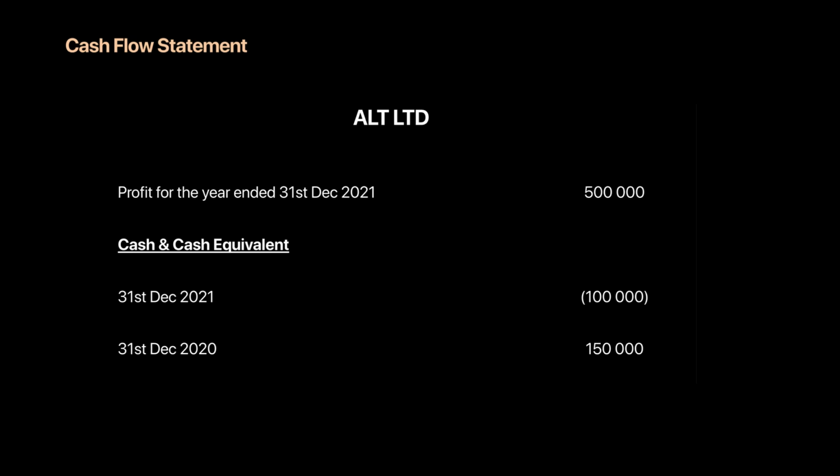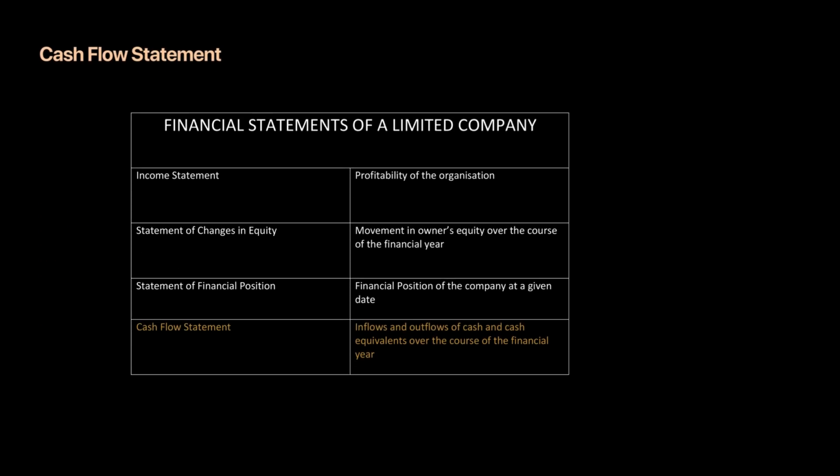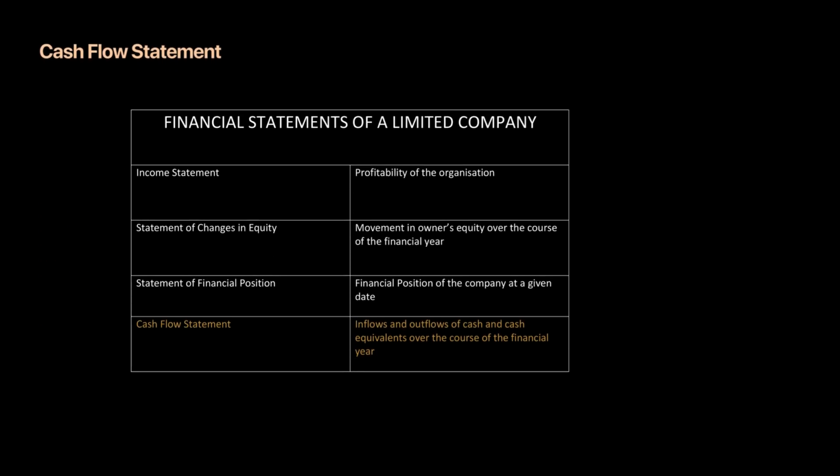So, an income statement which shows the profitability of the business and a statement of financial position which shows the financial position of the business at a particular date is not sufficient to explain all angles of a business. Limited companies therefore are required to add one more financial statement that will help overcome this problem. So, the fourth financial statement that we should add over here is called the cash flow statement. What the cash flow statement will do is show the inflows and outflows of cash and cash equivalent.